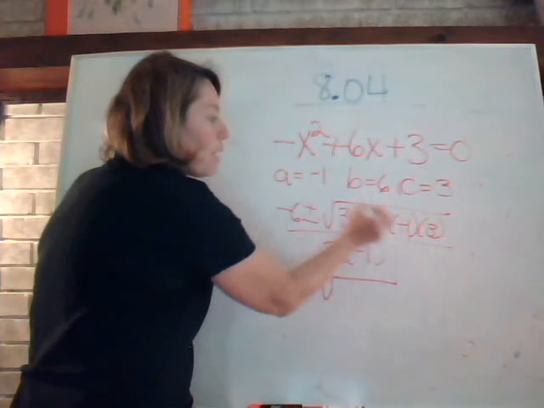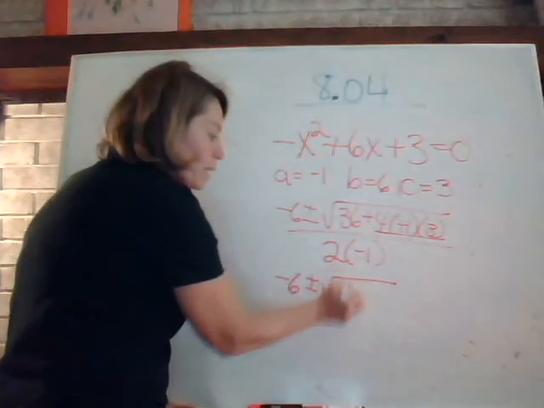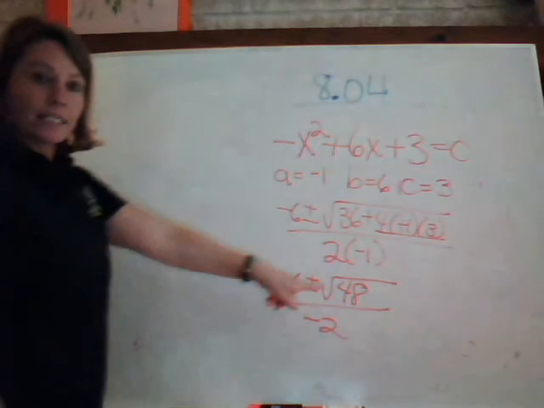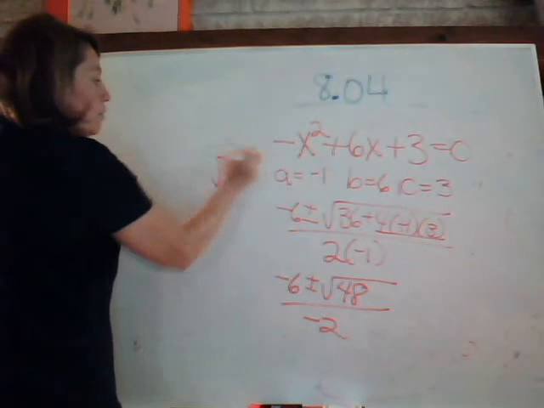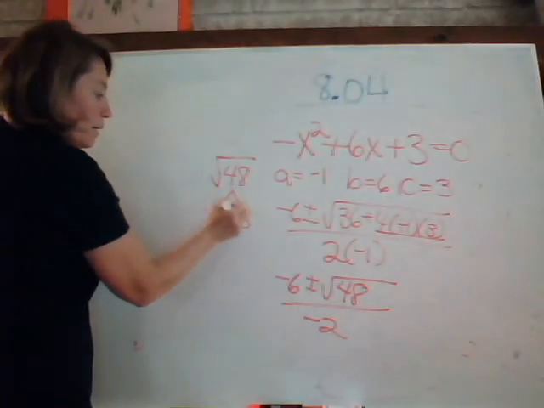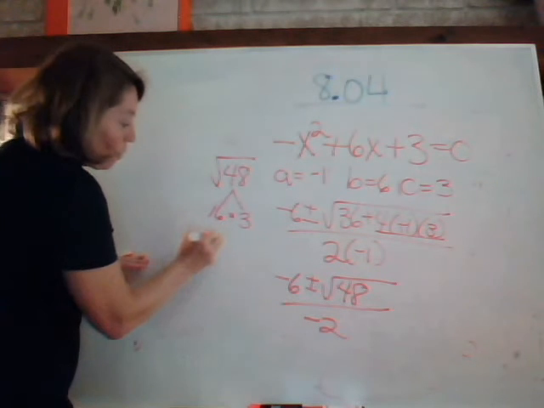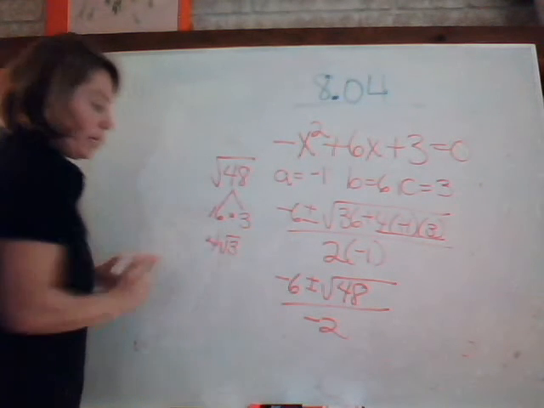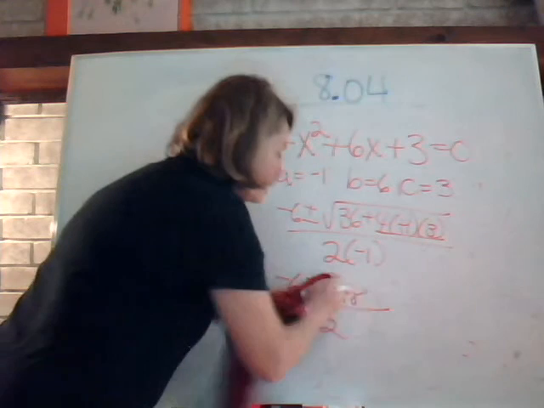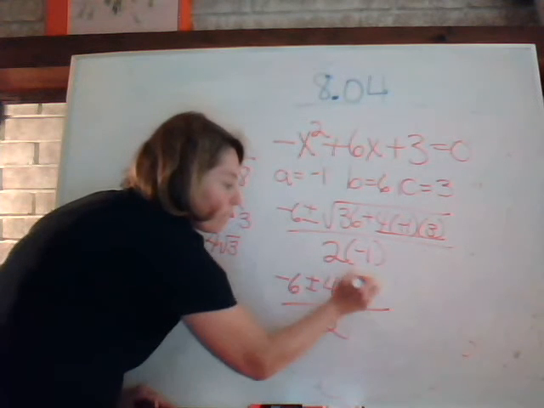Negative times a negative is a positive. This part is 12. So 36 plus 12 is 48, all over negative 2. Now 48 can be simplified, can't it? The square root of 48 breaks down to 16 times 3, and 16 is a perfect square. So I can take the square root of 16, which is 4. So 4 square roots of 3 is what this portion is going to be replaced by. So I'm just going to go over here because of space, and I'm going to erase the square root of 48. I'm going to put 4 square root 3.